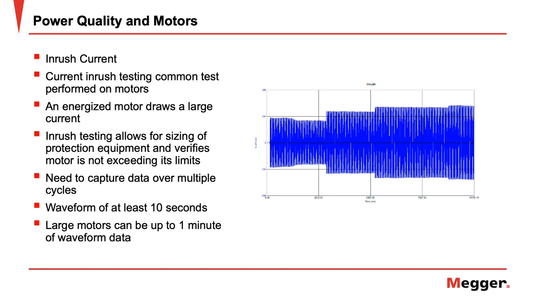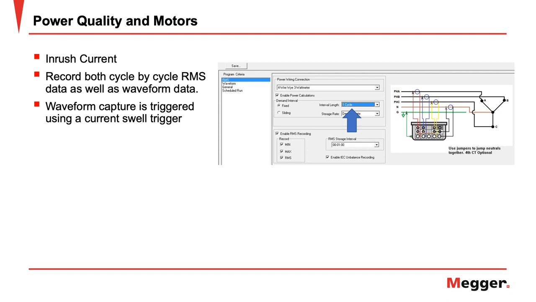In order to do this, a waveform of at least 10 seconds should be captured. And for very large motors, it may be needed to capture waveforms for up to 1 minute. To perform inrush testing, it is recommended to record both RMS data as well as waveform data. And that RMS data should be recorded every cycle. A waveform capture will be triggered using a current swell trigger that's set approximately at 1 to 2 amps.